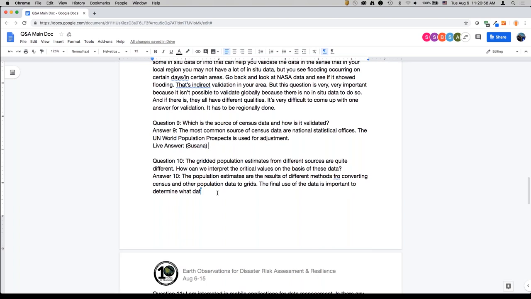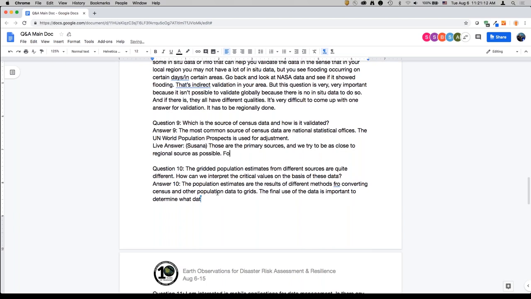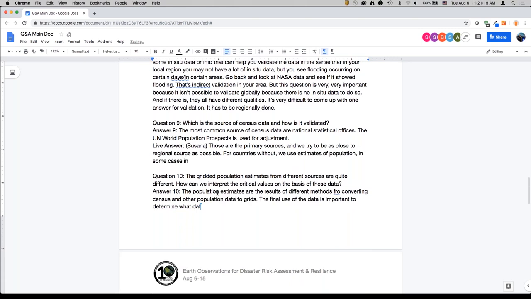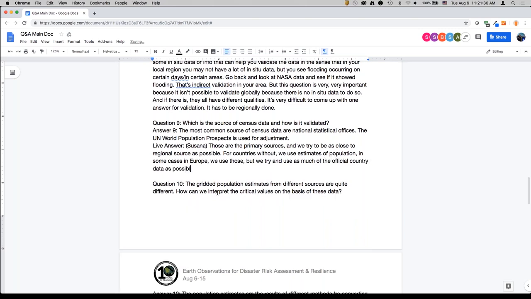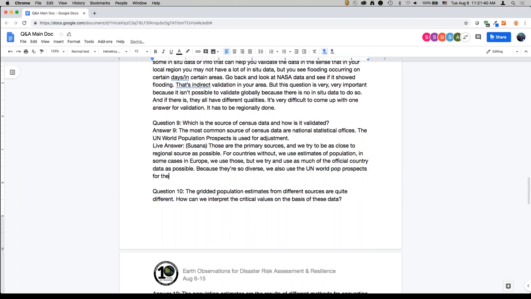The source of the census data is the National Statistical Offices. That's our primary source. We try to be as close to the original source as possible. In the case of countries that do not have censuses for a certain round, then we use estimates of population. In some cases, instead of censuses, particularly in Europe, they are registers, and we use those. We try to use as much of the official country data as possible. Because they are so diverse, we also use the UN World Population Prospects for the corresponding year, particularly for the national data, just to know if there are a lot of differences. And then we provide both the adjusted and the non-adjusted version of the data set.